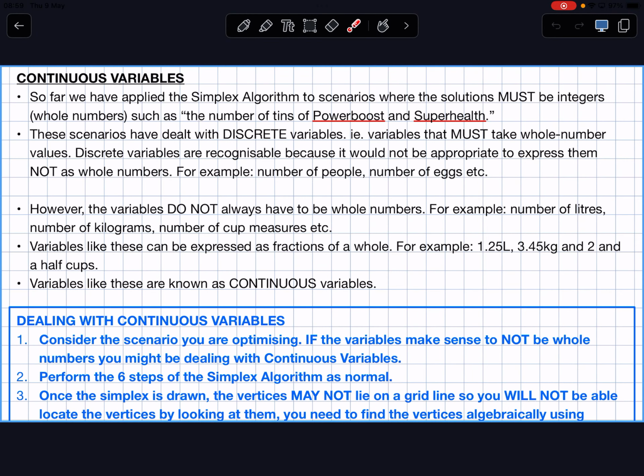...for modeling with linear relationships. It is about continuous variables. So, what you would have noticed so far is we've done the simplex algorithm over and over again, but all of the solutions have been integers. All of the solutions have been whole numbers. So, 1 tin of Power Boost, or 2 tins of Super Health, okay?